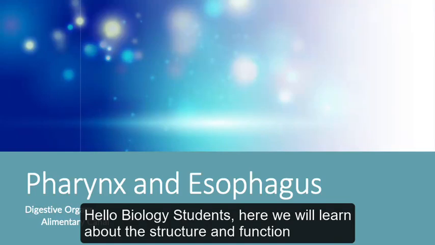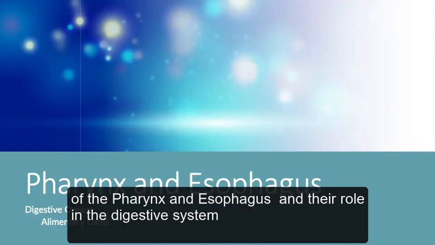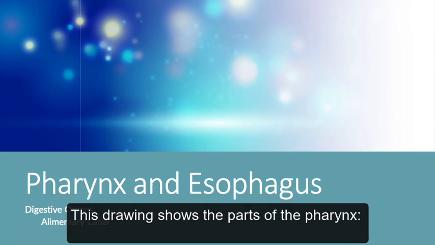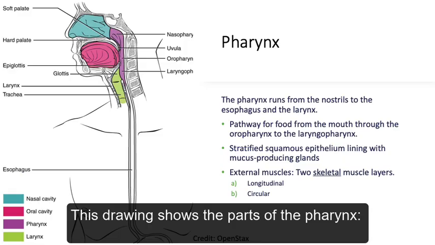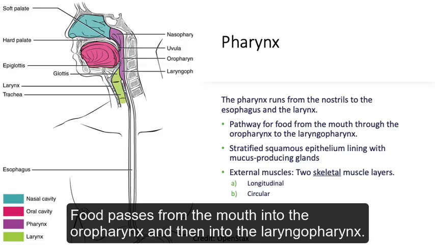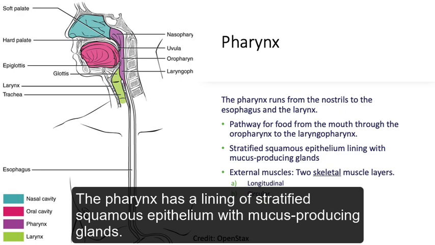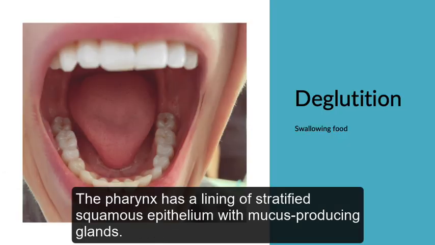Here we will learn about the structure and function of the pharynx and esophagus and their role in the digestive system. This drawing shows the parts of the pharynx. Food passes from the mouth into the oropharynx and then into the laryngopharynx. The pharynx has a lining of stratified squamous epithelium with mucus-producing glands.